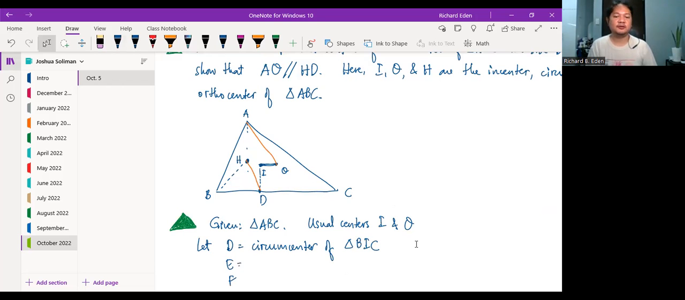And then E and F are respectively the circumcenters of the following triangles: AIC and AIB. I mean, AIC is the same as CIA anyway. CIA, the Central Intelligence Agency. AIB. So that's just to get the phrasing right.